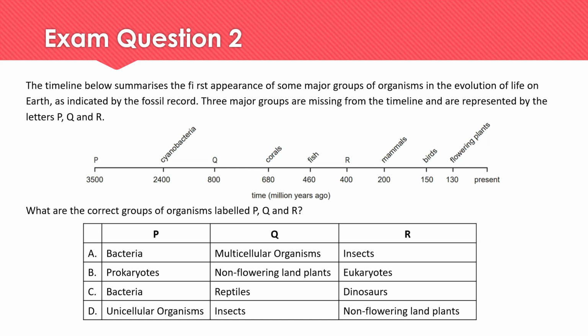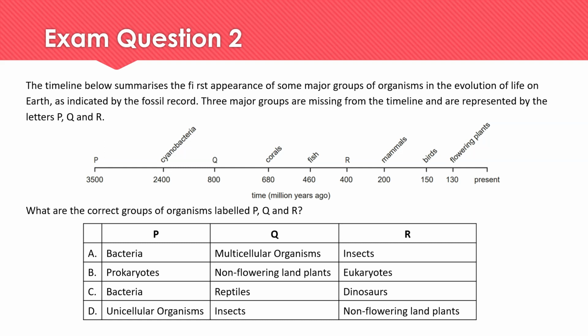Here we have exam question 2. It says the timeline below summarizes the first appearance of some major groups of organisms in the evolution of life on Earth, as indicated by the fossil record. 3 major groups are missing from the timeline and are represented by the letters P, Q, and R. What are the correct groups of organisms labeled P, Q, and R?